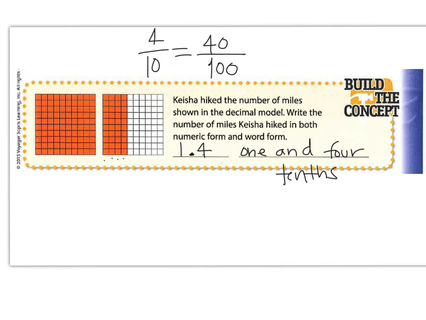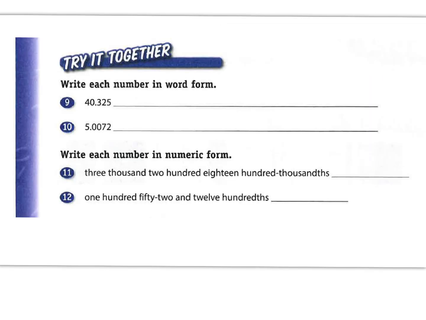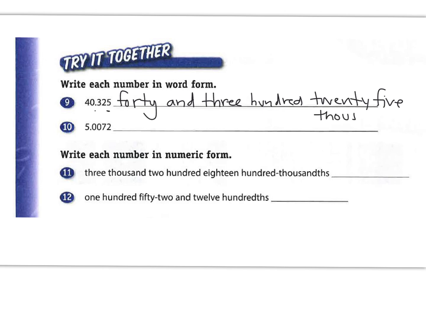Next one. It says write each number in word form. So here we have 40 and then the 5 is in the thousandths place. So we would write 40 and 325. This is a long number. And then we're in the thousandths place. Thousandths.